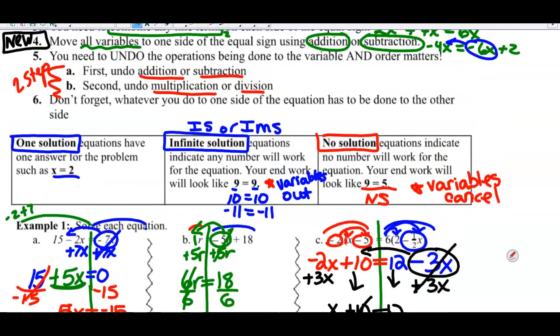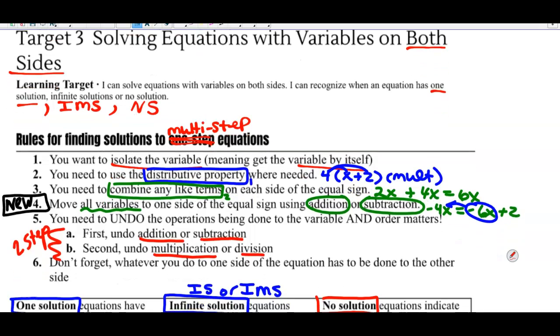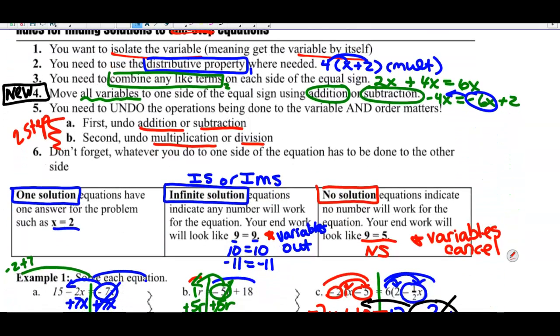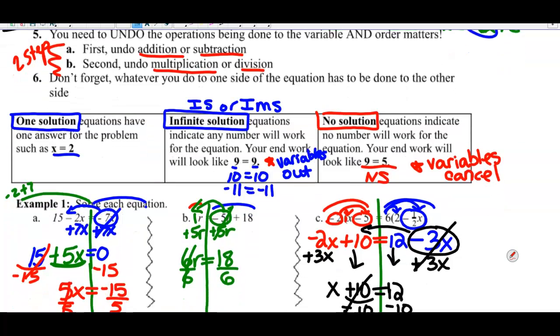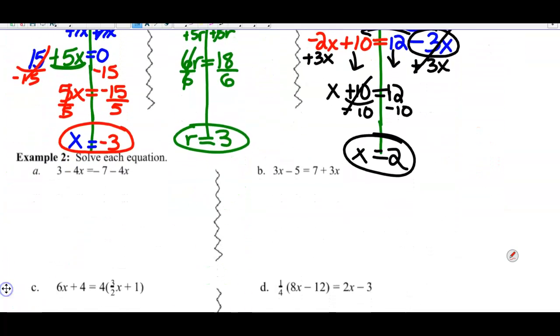So I want to make sure you have the sheet we already did. This was Wednesday's lesson, 9:16, so you're going to use the same exact sheet, our target 3 solving equations. So we have taken the notes up until we just did the one solution ones and some practice. So now we're going to go on and see what some other ones look like. So we're at example 2 for today, and we'll finish example 3 as well.